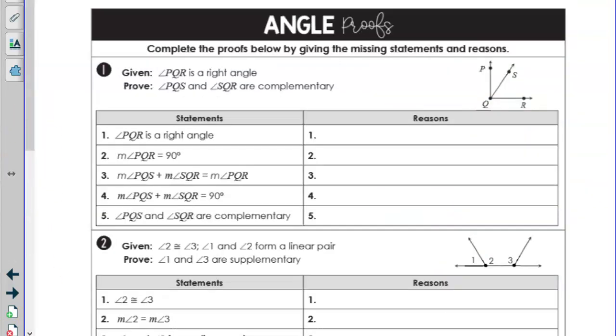But with angle proofs now. So you look at the first one. It says that angle PQR is a right angle. We're trying to prove that PQS and SQR are then complementary. We're really proving the complement theorem.